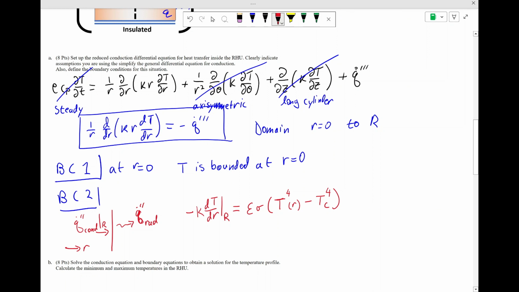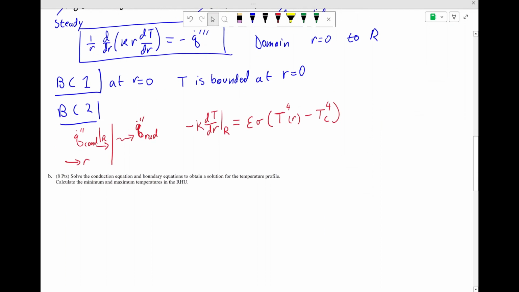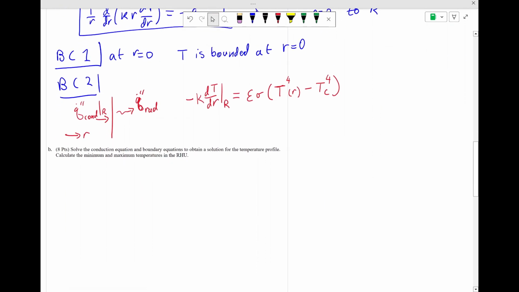Okay, so now we've got both of our boundary conditions and our reduced governing equation. Everybody's favorite step here is to solve that ODE. We're going to solve that conduction equation, plug in our boundary conditions, work out the temperature profile in that domain, and evaluate the values at the inside and outside.